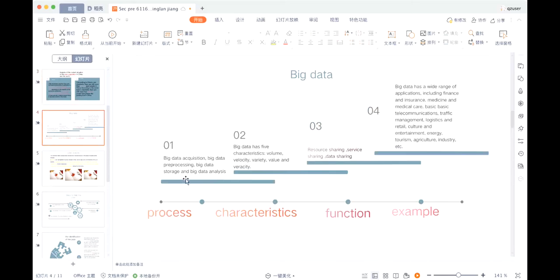Next, I will give you a brief introduction about big data. As we know, big data can enable resource sharing, service sharing, and data sharing. Big data also has a wide range of applications, including finance and insurance, medical care, agriculture and industry, and so on.